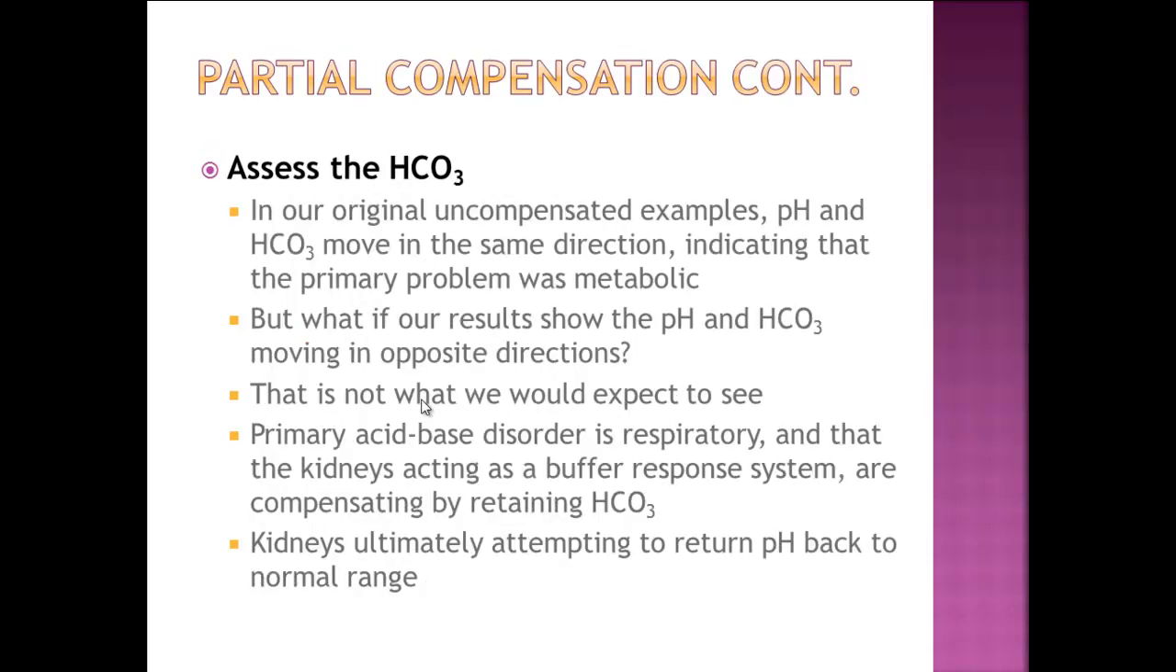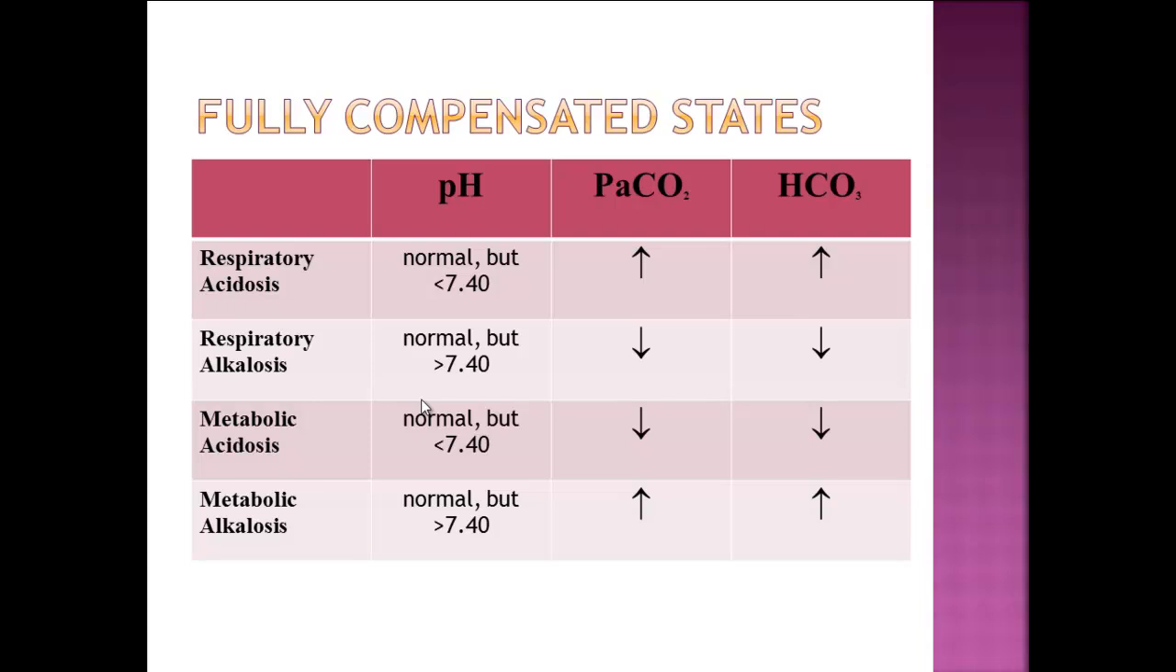The same thing with the bicarb. When the pH and the bicarb move in the same direction, that means that there's a primary metabolic issue going on. But if the pH and the bicarb are moving in opposite directions, then you begin to think that perhaps that primary acid-base disorder is respiratory and that the kidneys are doing things with the bicarbonate level as a buffer response. So they're compensating by retaining the bicarb in an acid situation, an acidosis, ultimately with the idea of returning the pH back to normal.